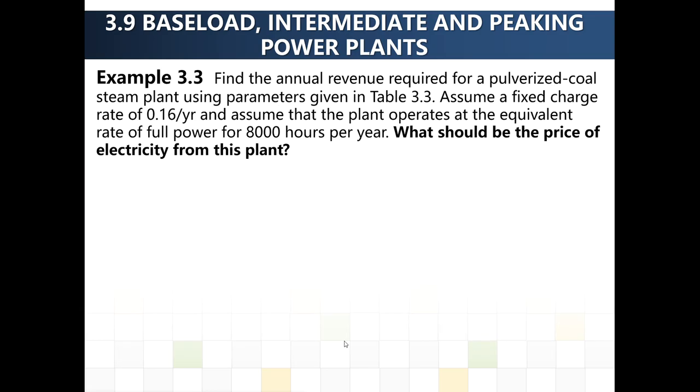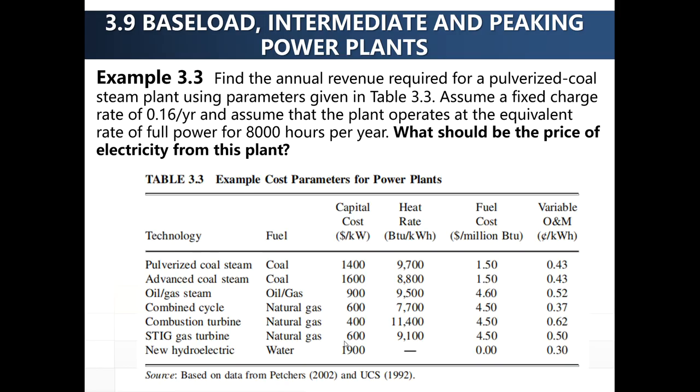Now let's look at example 3.3. Find the annual revenue required for a pulverized coal steam plant using parameters given in table 3.3.